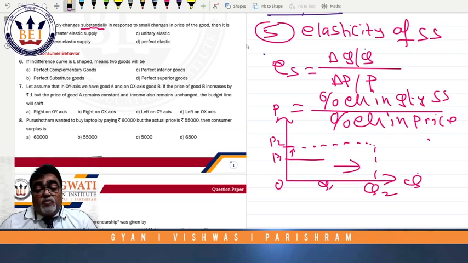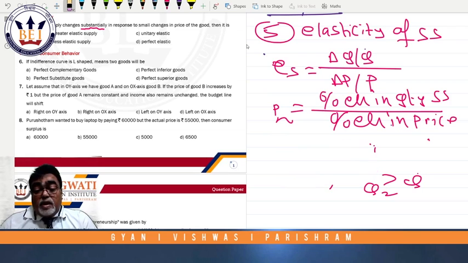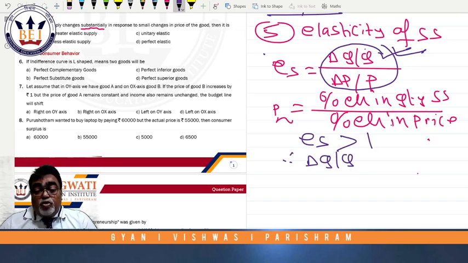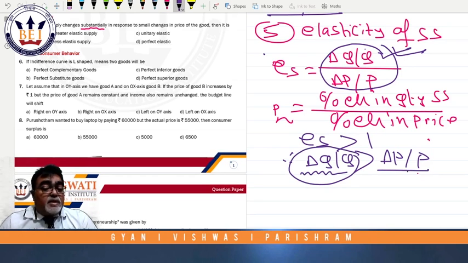If we put these things for your reference, I am showing you the reduction part of the mathematical. So yes, the numerator is more. Quantity supplied is changing more than price. So with your permission, can I write that ES is greater than 1, because del Q by Q is greater than del P by P? So my dear students, when del Q by Q is greater than del P by P, it means supply is more responsive to change in price. So from there we easily get that ES is greater than 1. But ES greater than 1 means what should be my option?